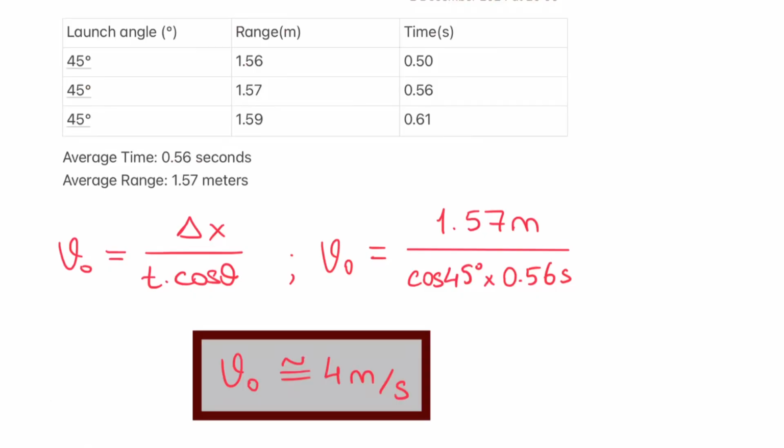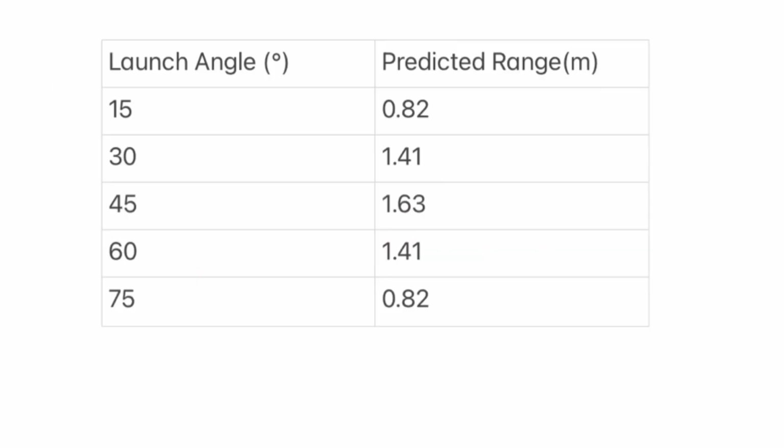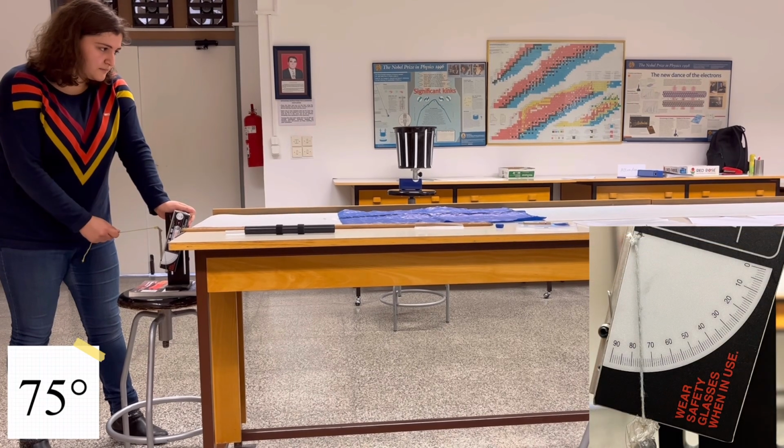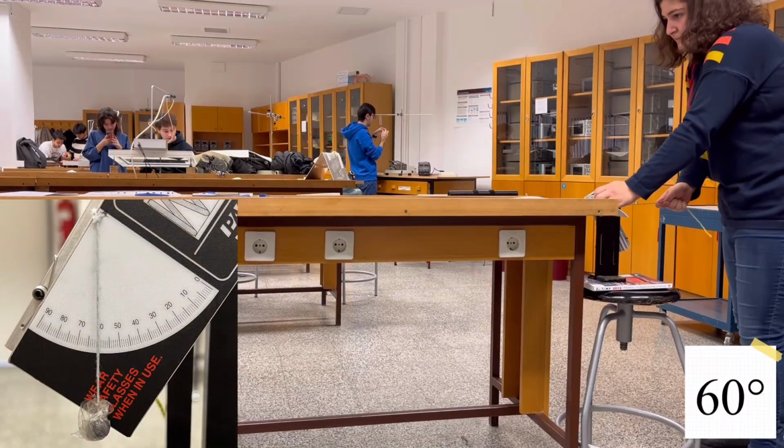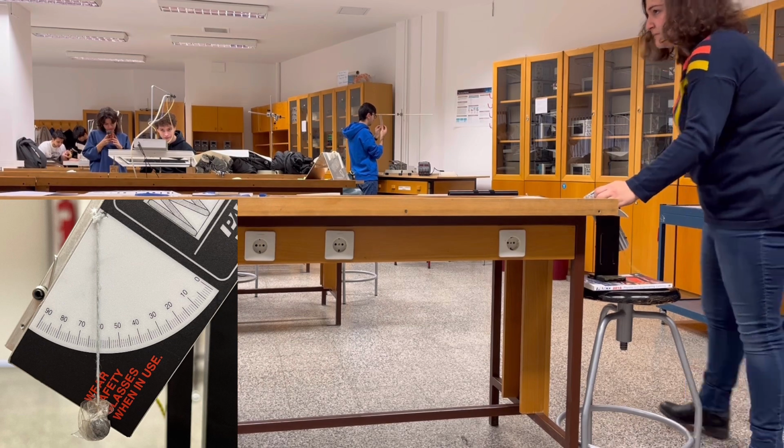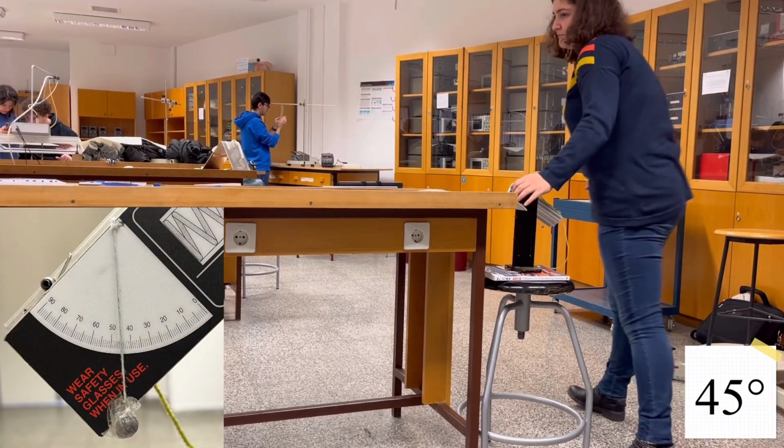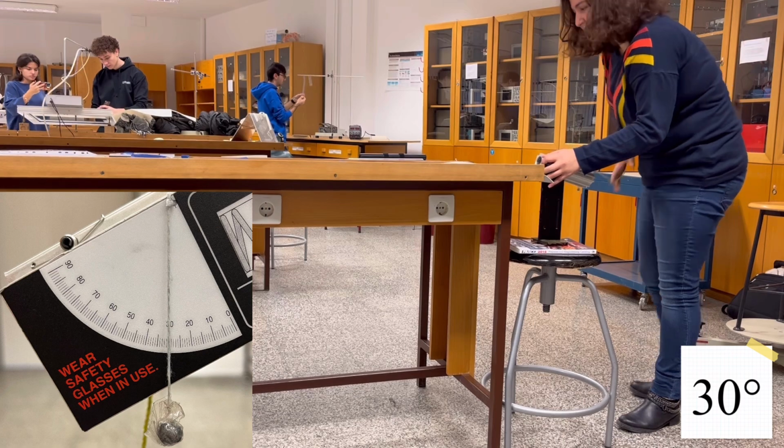times. By using the average value of time and range, I was able to calculate the initial velocity of the ball to be approximately 4 meters per second. With this information, I made predictions of the ball's range using the theoretical formula in question. To check the accuracy of my predictions, I repeated the same process by launching the ball from different angles multiple times and measuring its range.